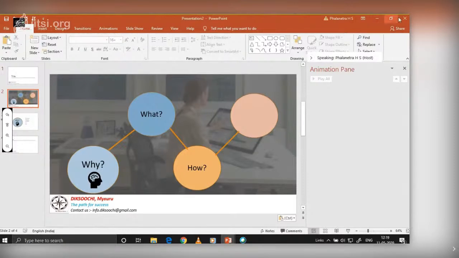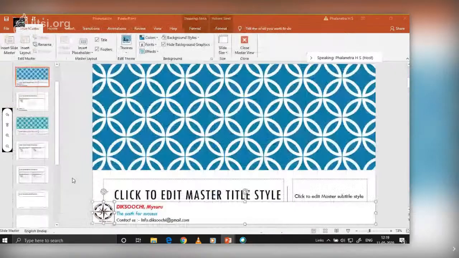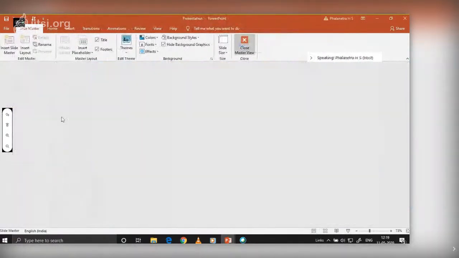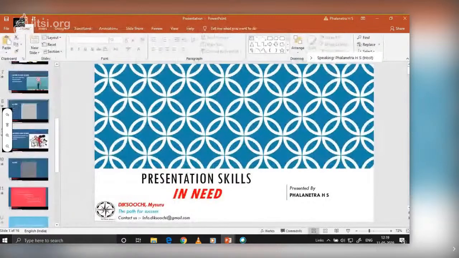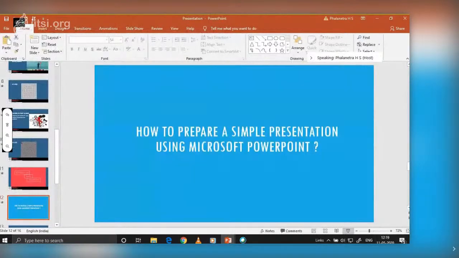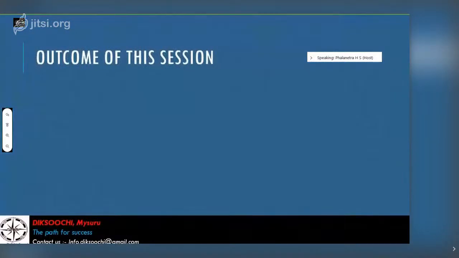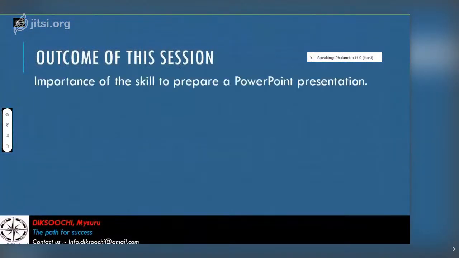I hope I have conveyed the things that I wanted to convey, though I still wanted to convey more. Hope you all are satisfied to some level. I hope so. I'll try to improve myself. So we have reached the end of the session. The outcome of this session was that you got to know this importance.